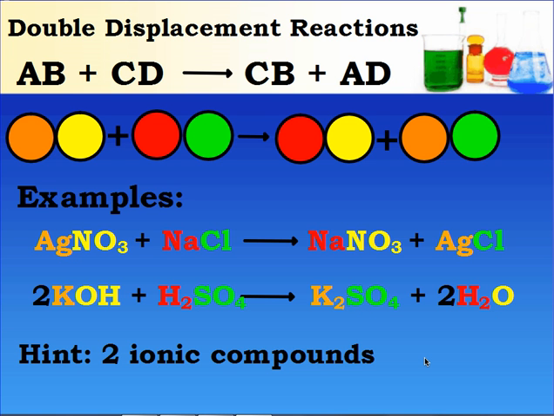The hint here is that on both sides of the equation you have two ionic compounds. You must have the two ionic compounds in order for the metals to switch places. Okay, now we're going to get to my last slide, which I think is by far the easiest to remember.